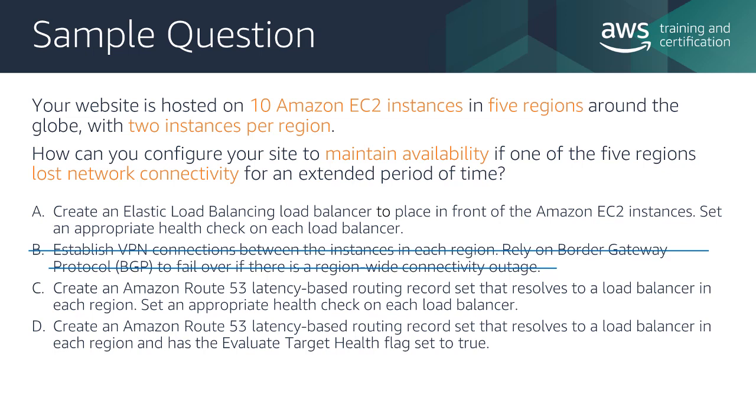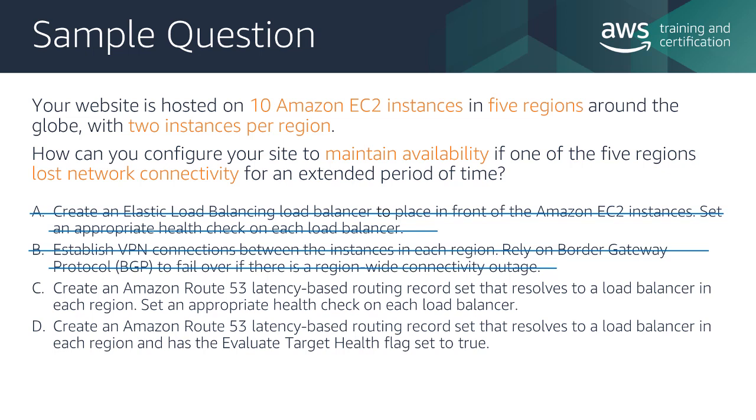As we look through the other answers, option A, an elastic load balancer in front of the EC2 instances with an appropriate health check. That's great to do availability inside a single region. It doesn't work across multiple regions. Now, some of you might be saying, wait, there was a new feature released for the ELB Network Load Balancer that it works across regions if the VPCs are peered.